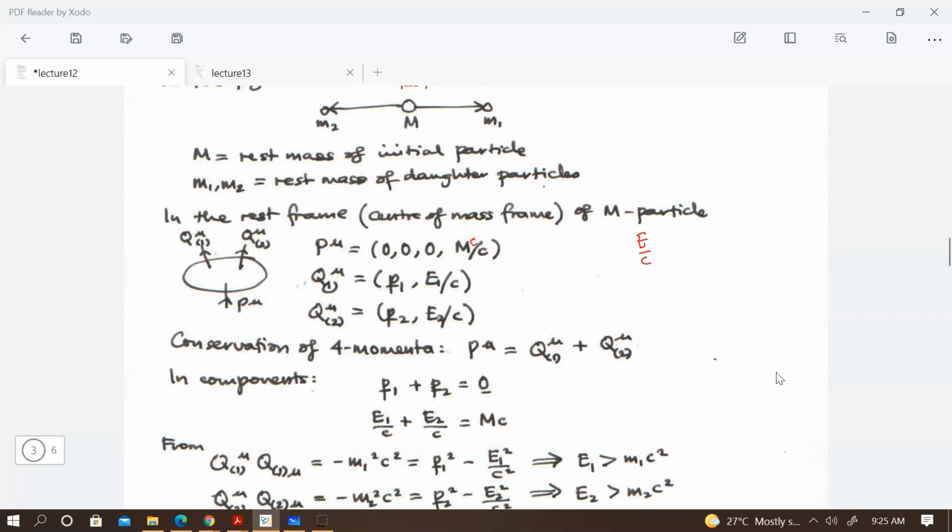Maybe I should have written this as MC squared over C, sorry. Okay, so just take note of that. So this will be MC. Over here is MC, and it must be equal to the addition of these two fourth components of the Q1 mu and Q2 mu. Okay, so you get that. So please be aware of that.